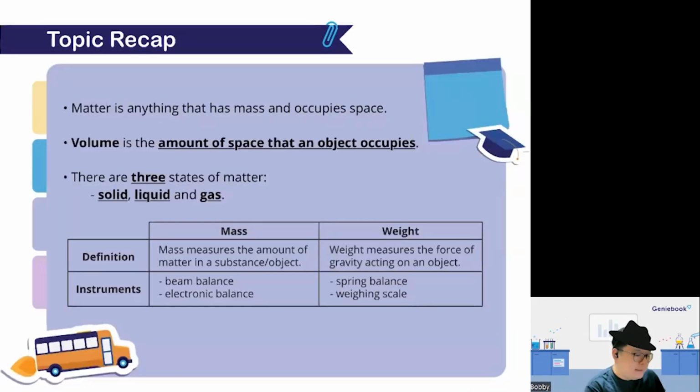You have to take note that for matter, all of them have mass and occupy space. If it's something that does not have mass or occupy space, it will not be considered matter. Now, what is volume? Volume is the amount of space an object occupies. It is not the volume of your computer or the TV, but the space that the object takes up.